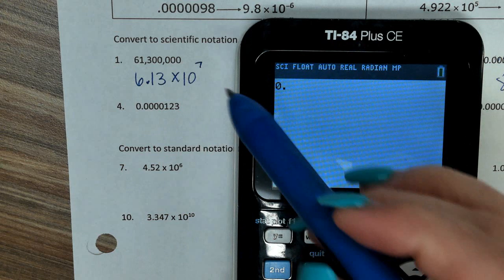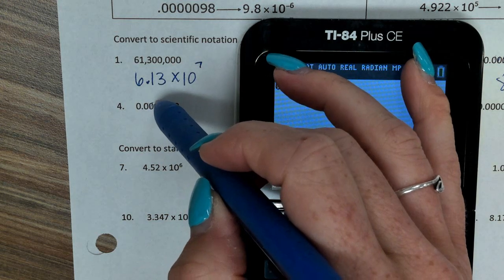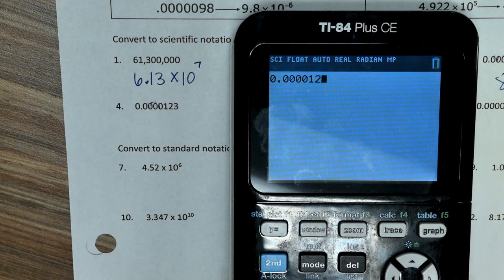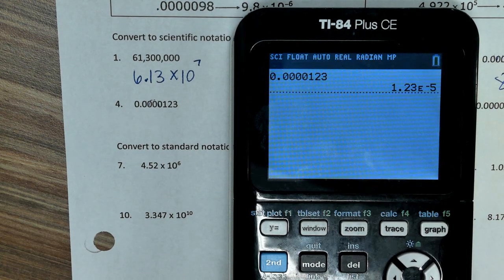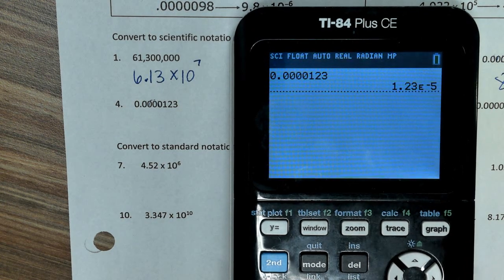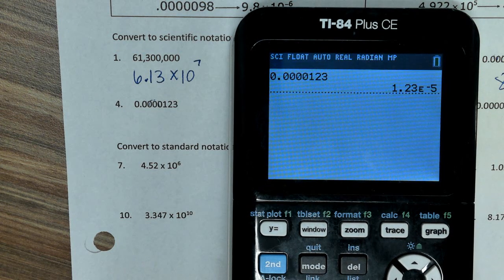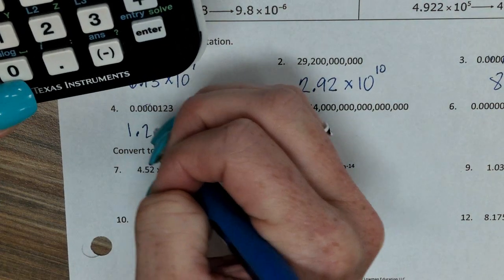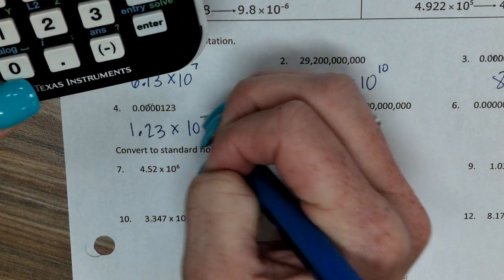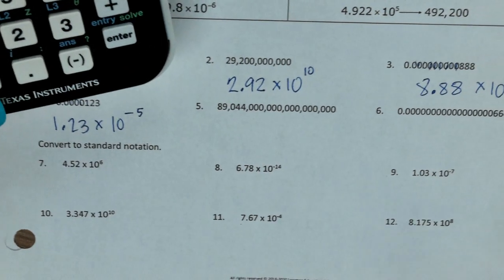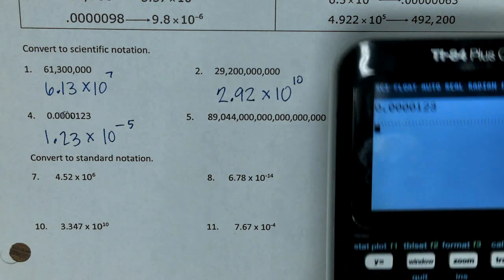0 point. Did we get 1.23 times 10 with an exponent of? Very good. So 1.23 times 10 with an exponent of -5. Let's do the next one.